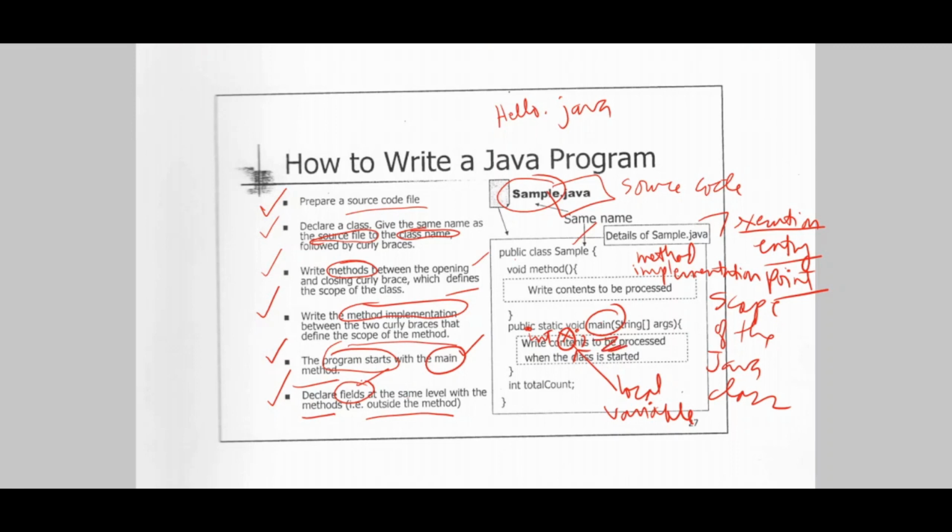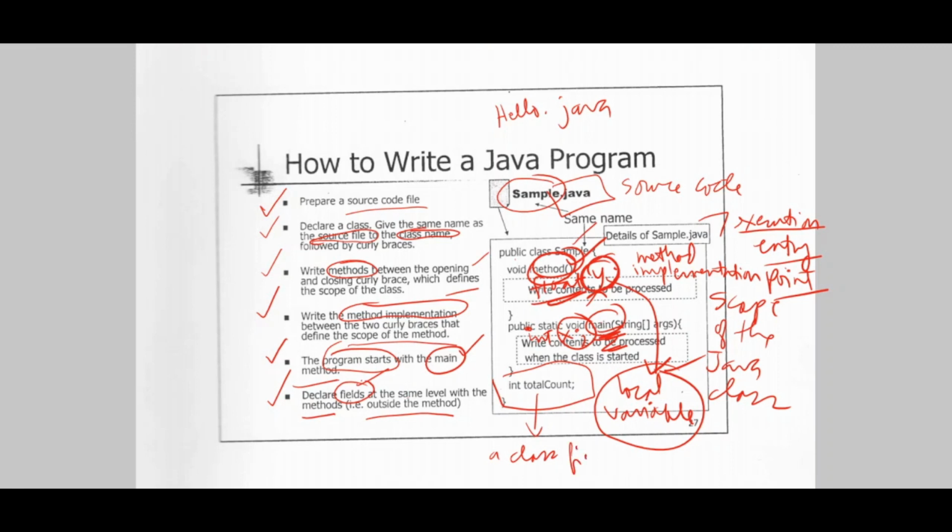If in this method we also declare another variable, say the data type is float and the variable name is y, then y is a variable of data type float and y is also a local variable inside this method. So variable x here is a local variable of method main, while y here is a local variable of the method. And total count is called a class field.